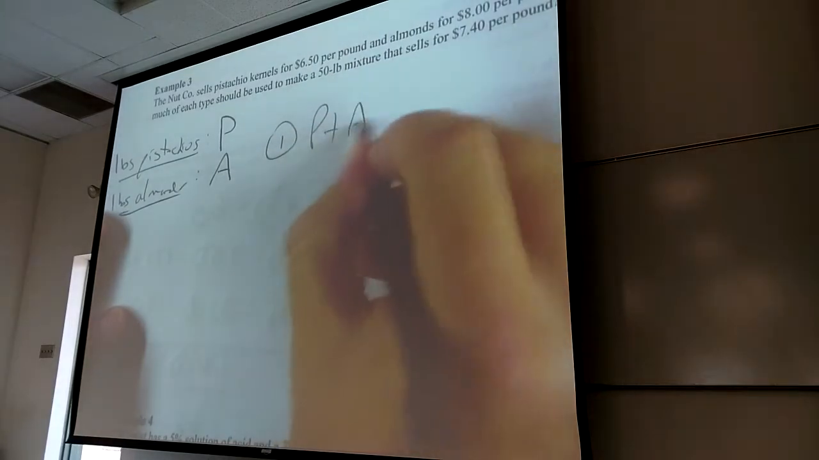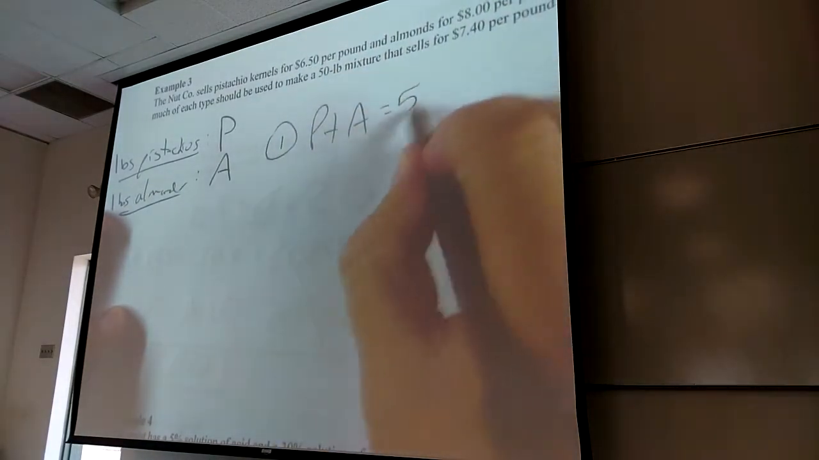Beautiful, because P and A are both pounds of nuts. So they're going to equal some kind of pound. So it'll be P plus A is the total pounds, 50 pounds.